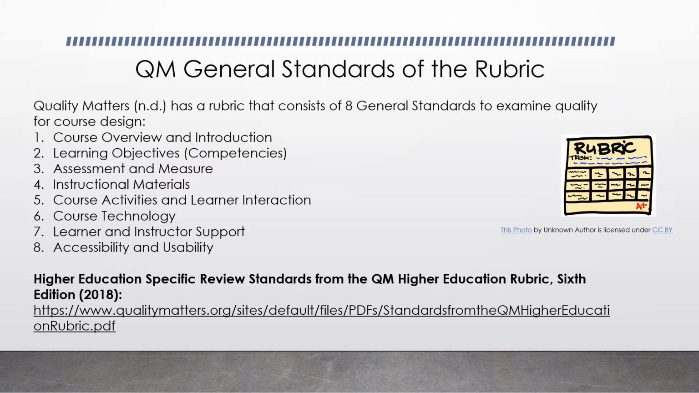The Quality Matters rubric has 8 general standards for course design that can still be relevant during the COVID-19 situation and for the future. This includes the course overview and introduction, learning objectives, assessment and measure, instructional materials, course activities and learner interaction, course technology, learner and instructor support, and accessibility and usability. Also included is a link for the higher education specific review standards from the QM Higher Education rubric.